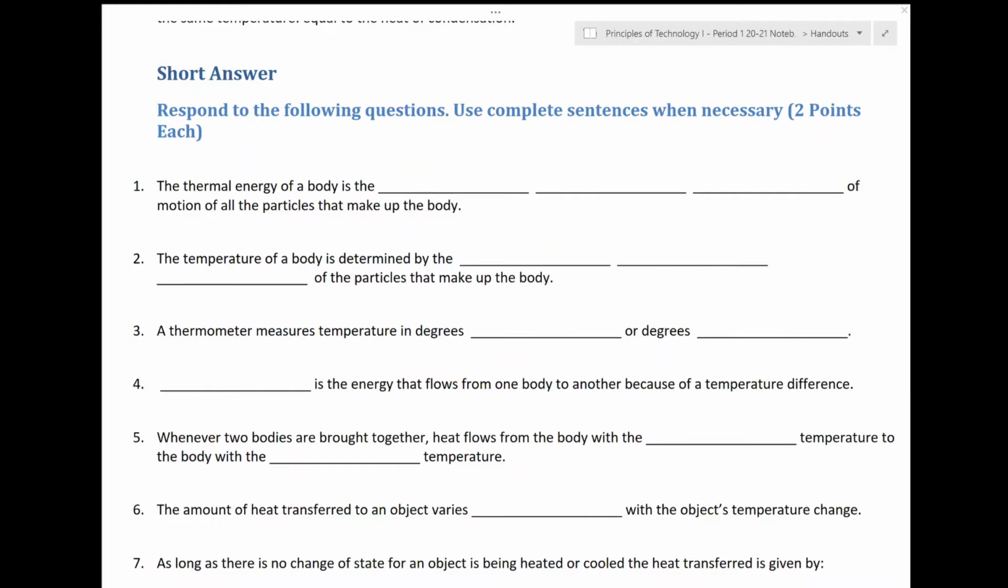The short answer questions for the study guide. Number 1. The thermal energy of a body is the total kinetic or thermal energy of all of the particles that make up the body. Number 2. The temperature of a body is determined by the average kinetic energy of the particles that make up the body.